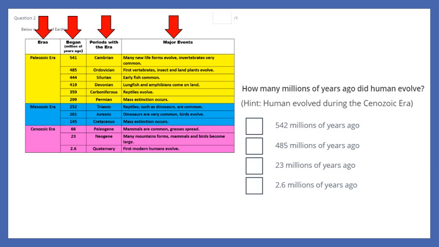So this question is asking you how many millions of years ago. So what are you going to look at? Are you going to look at eras, began, periods, or major events? So I want you to look at this and I want you to look at it thoroughly. I try to organize it into colors so that you can see exactly how it's split up.